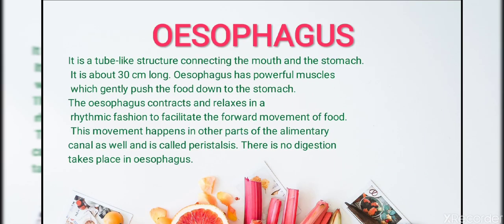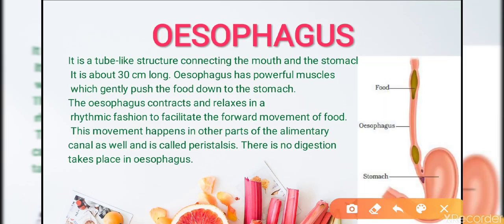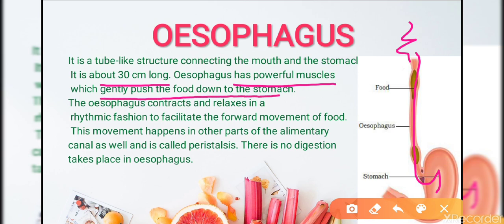Next organ is the esophagus. Esophagus is a tube-like structure. It connects the mouth to the stomach. It is about 30 centimeter long and it contains powerful muscles which gently push the food down to the stomach. For this transportation of food, the esophagus continuously contracts and relaxes in a rhythmic fashion.